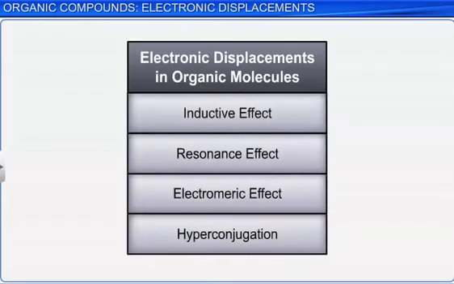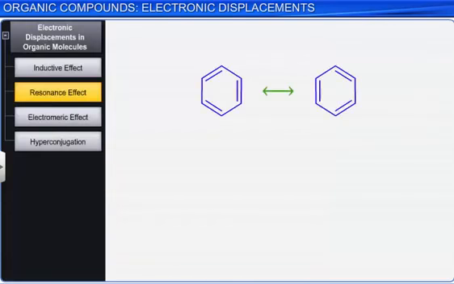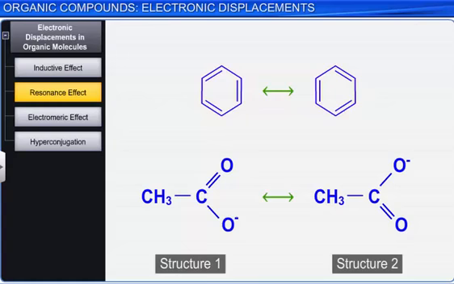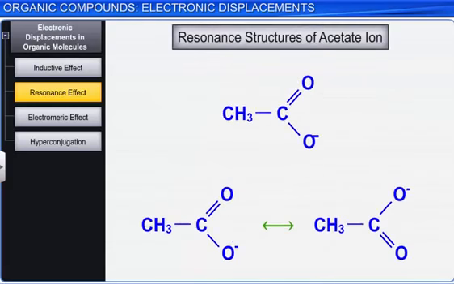Now, let's learn about another important electronic effect called the resonance effect. Resonance refers to the phenomenon where two or more structures can be written for a molecule or an ion. Because of resonance, the electronic charge spreads over the entire molecule and hence affects its polarity.